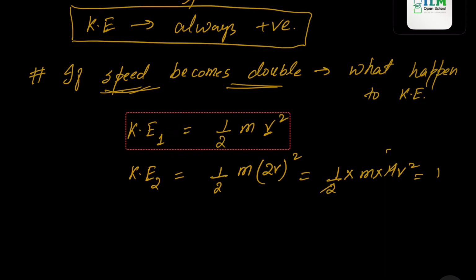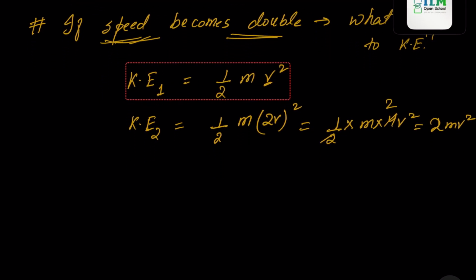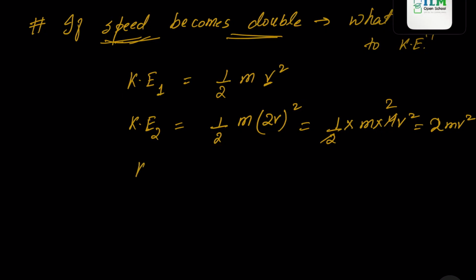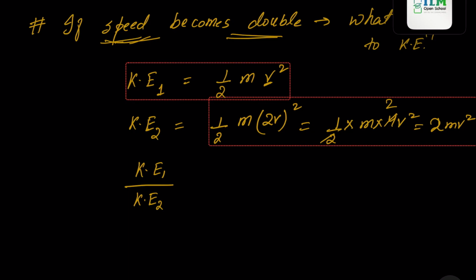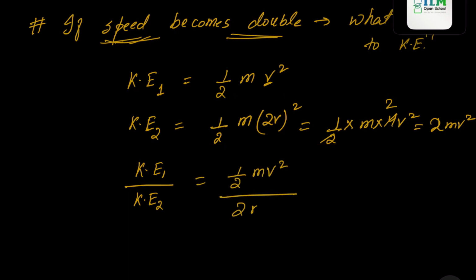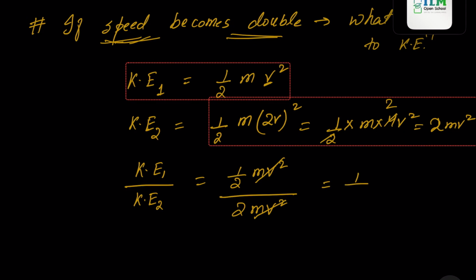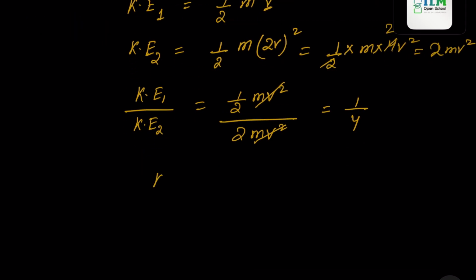It comes to 2mv square. Now, what happens to kinetic energy is we have to find out how much times it is of the previous one. So, we will divide it. Kinetic energy 1 upon kinetic energy 2 is equal to half mv square upon 2mv square. This cancels out with this, and what we get is 1 upon 4.